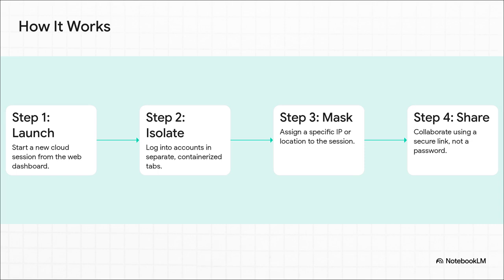And you might think this sounds complicated, but it's actually super straightforward. Step 1, you just start a session from a simple dashboard. Step 2, you log into whatever accounts you need, but each one is in its own isolated tab so they can't see each other. Step 3, you can mask your IP or location just for that one thing you're doing. And step 4, need to bring a teammate in? Just send them a link. That's it. No passwords, no fuss.